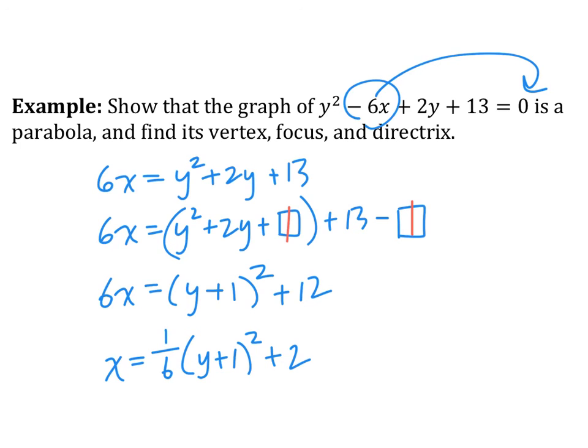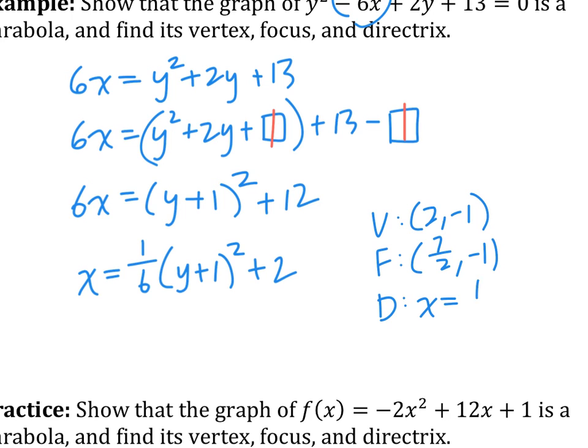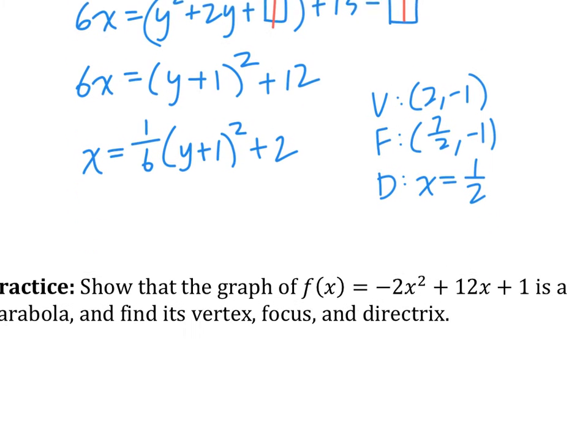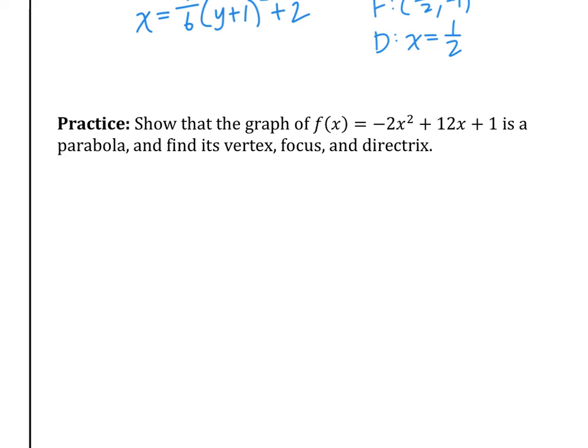Okay, now find the vertex, focus, and directrix. So the vertex on this one is (2, -1), because this is an x direction. Focus is going to be (7/2, -1), and directrix is at x equals 1/2. All right, one last one, and we're done for the day. So go ahead and finish this one.